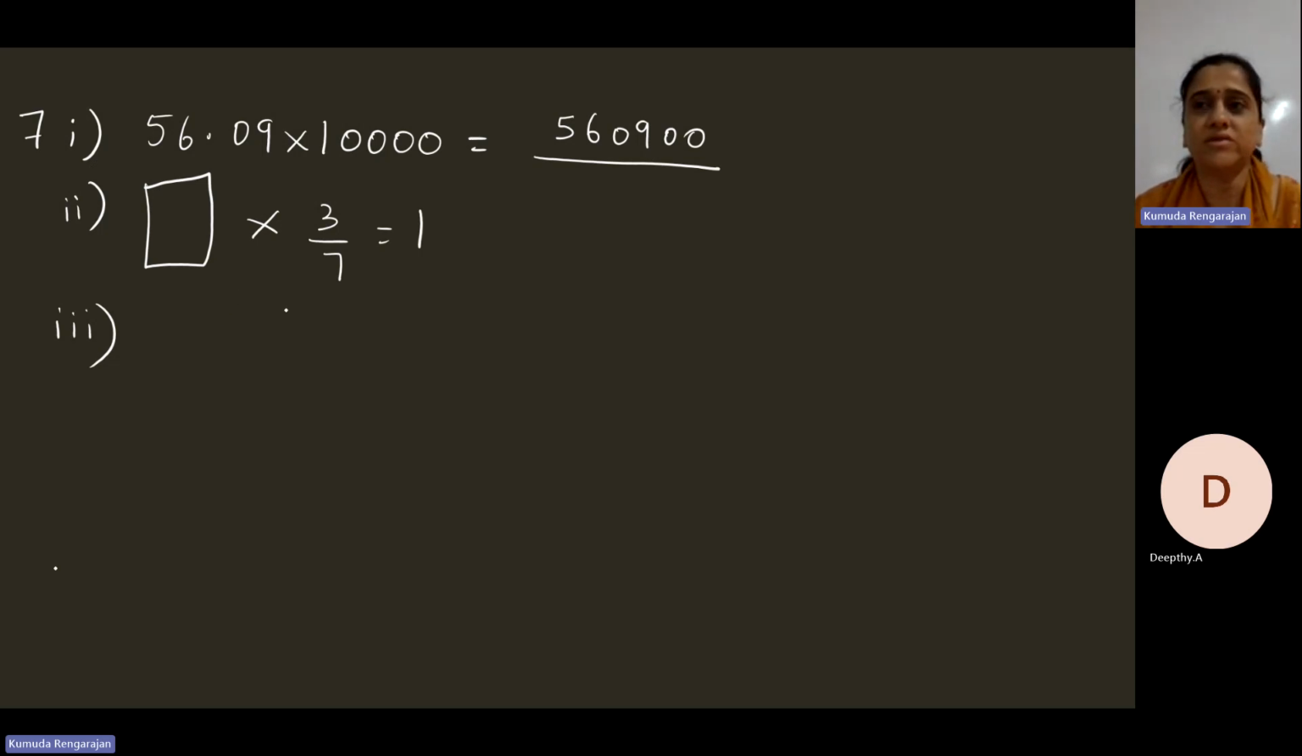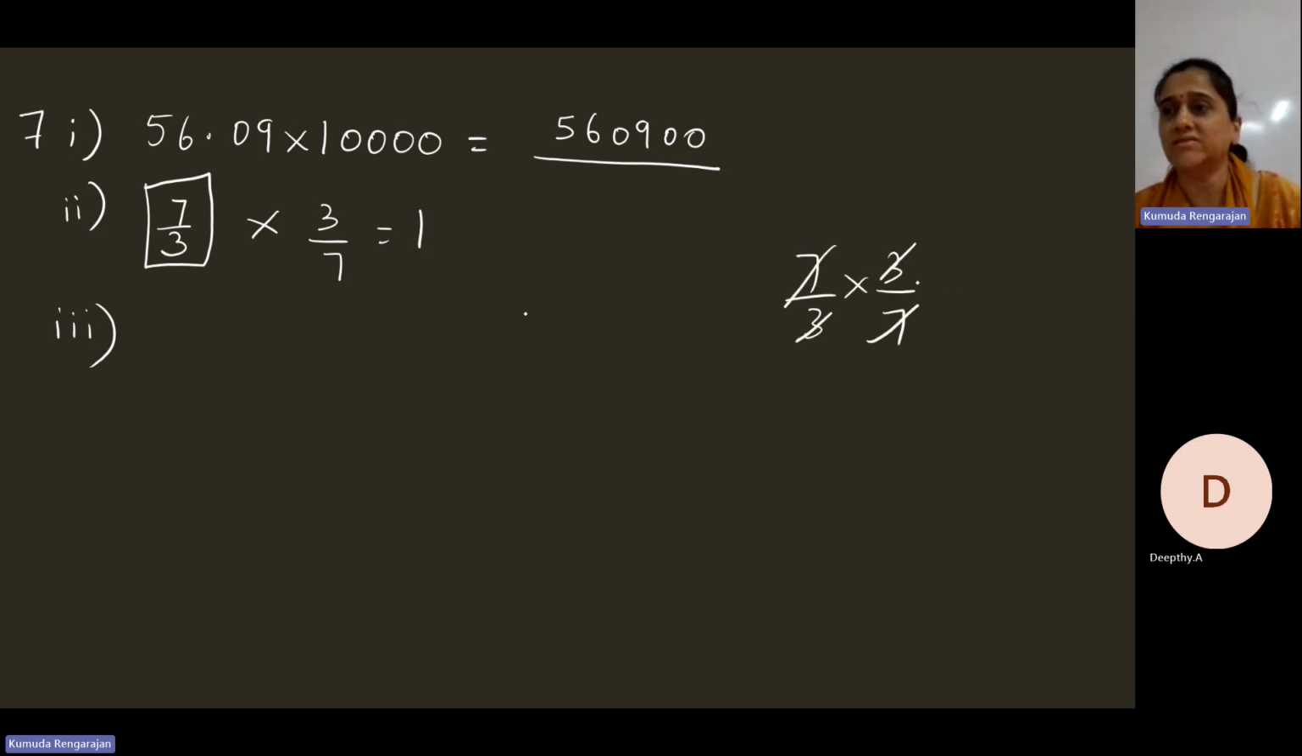What into 3 by 7 is 1? 7 by 3. The product of a fraction and its reciprocal is 1. So 3 by 7, its reciprocal is 7 by 3. 7 by 3 into 3 by 7: 3, 3 cancels, 7, 7 cancels, and it's 1.